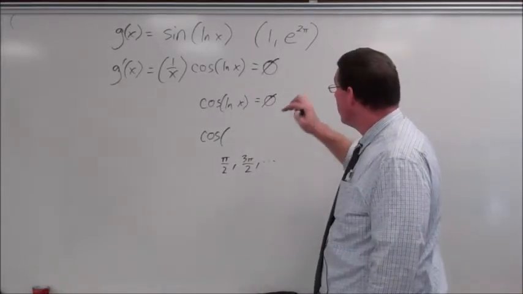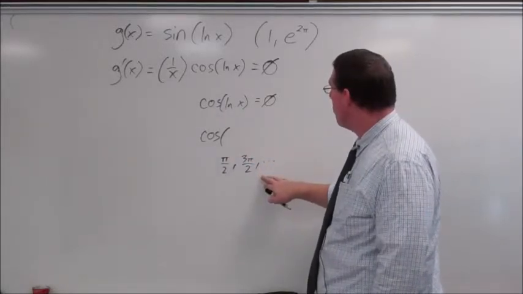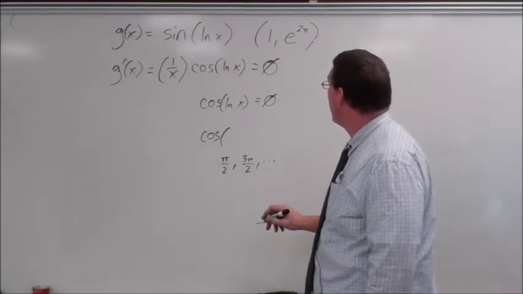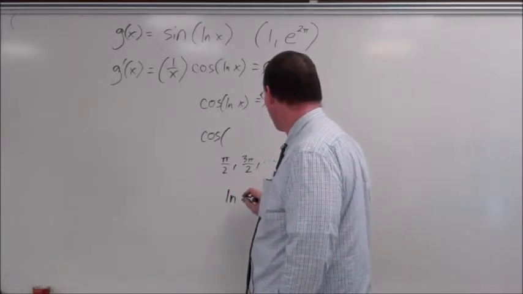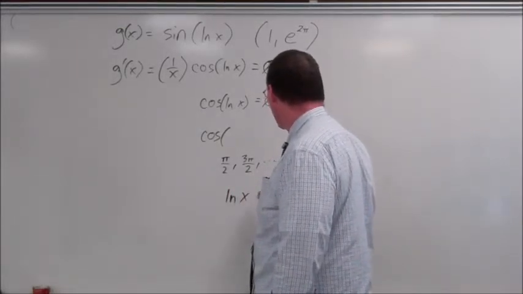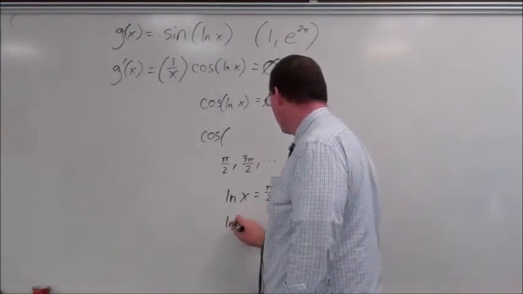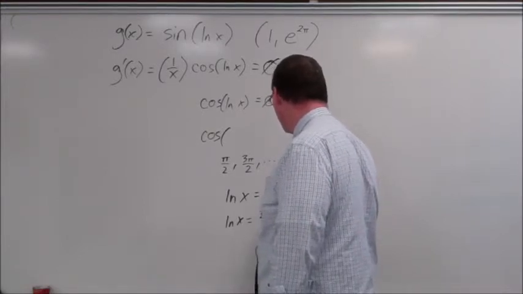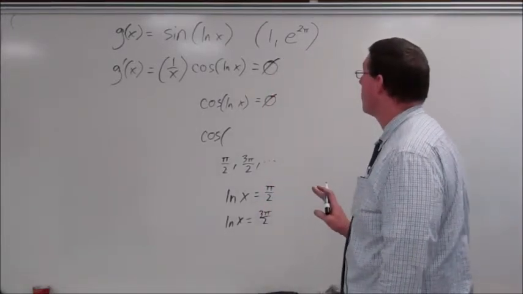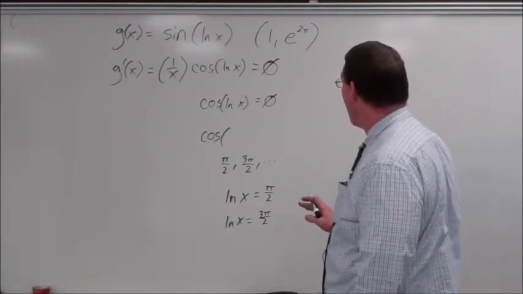So, cosine equals 0 at any one of these values, so we want to find out whenever the natural log of x is going to equal pi over 2, or the natural log of x is going to equal 3 pi over 2, or anything like that. Okay? And so, when is that going to happen?